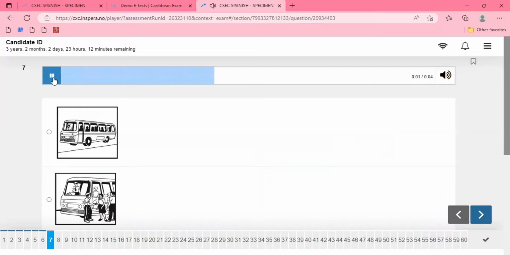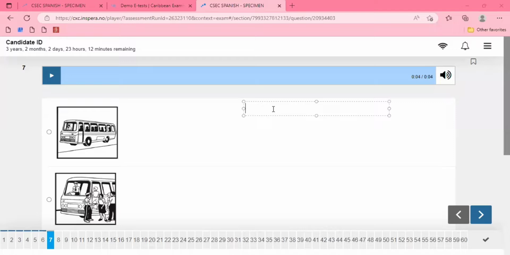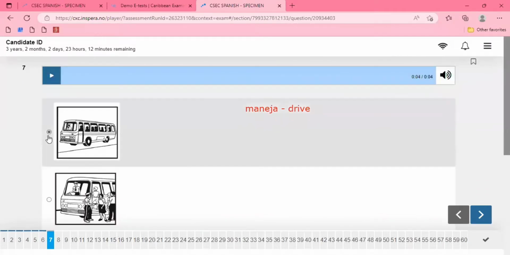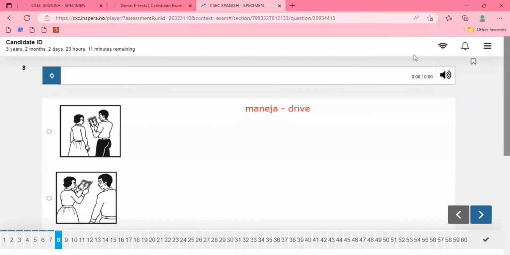Pregunta 7. "El chofer maneja el autobús." All right. "El chofer maneja el autobús." So the driver drives the bus. Keyword, well, "maneja," which is from "manejar," which is to drive. So looking for a driver driving the bus. Best option, A. So you can tell that the bus is in motion. Next question.